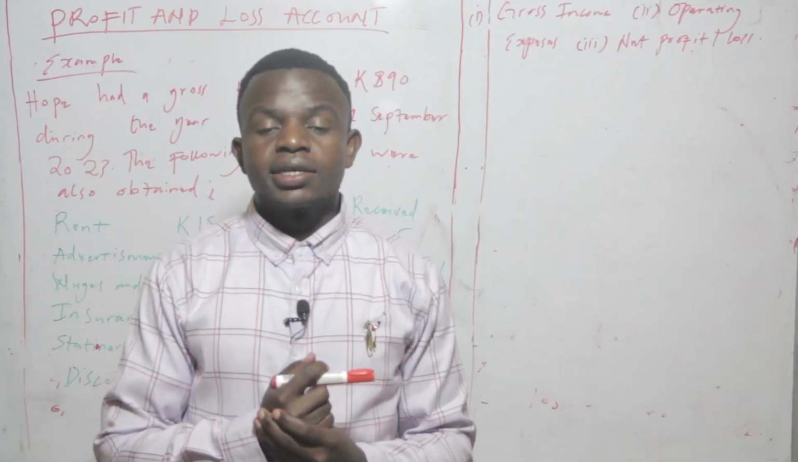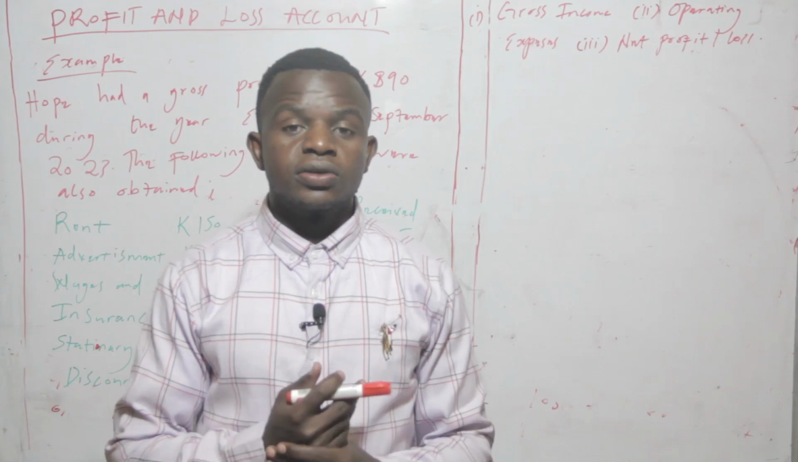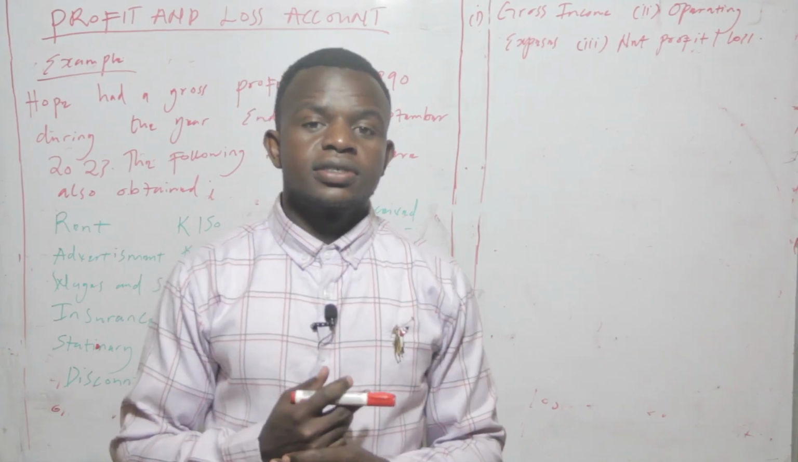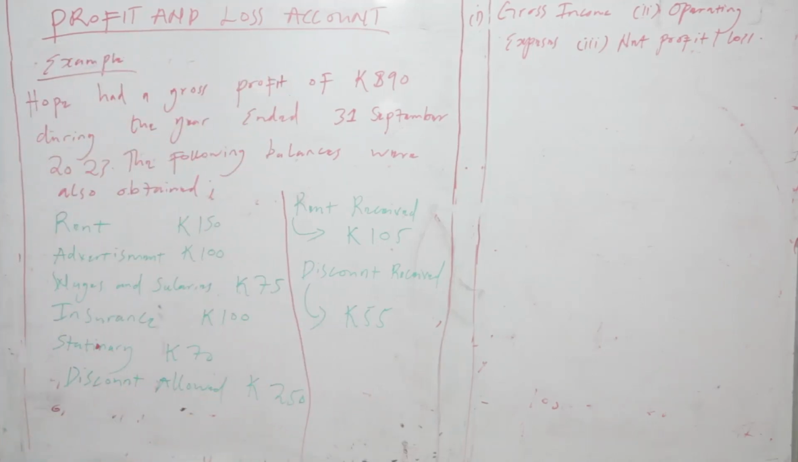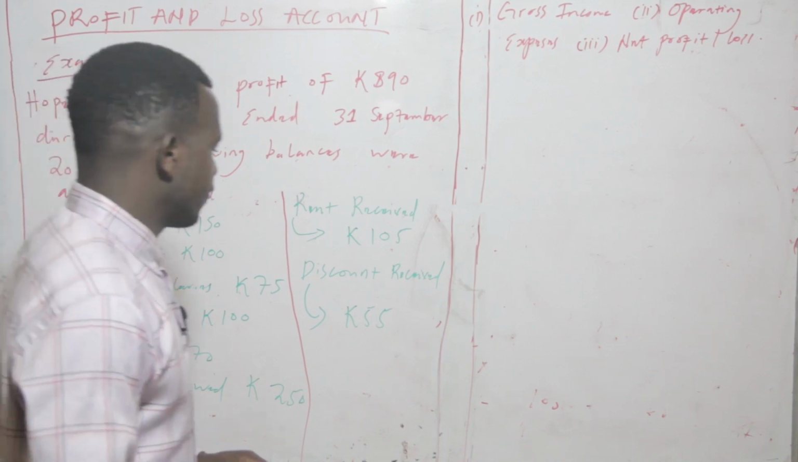So let us now look at this example that is going to help us to calculate the gross income, the operating expenses, and also the net profit or loss. The example reads: Hope had a gross profit of 890 during the year ended 31st September 2023. The following balances were also obtained. Rent amounting to 150, advertisement 100, wages and salaries 75, insurance 100, stationery 70, discount allowed 250, rent received 105, discount received 55.